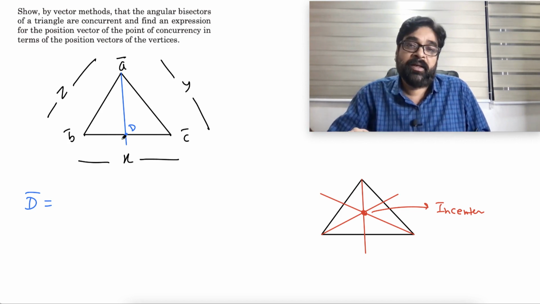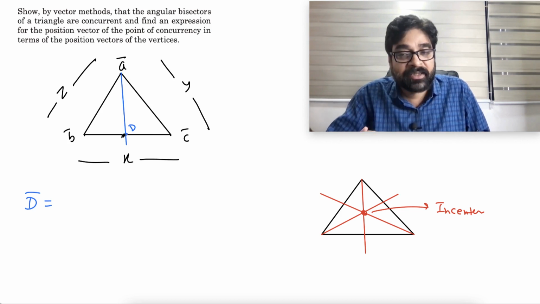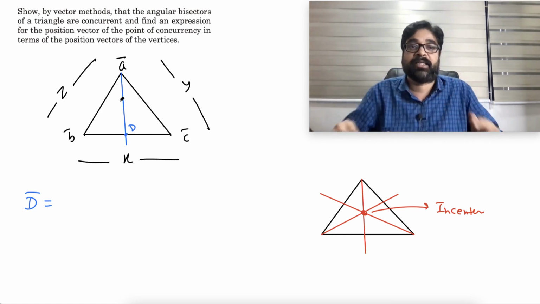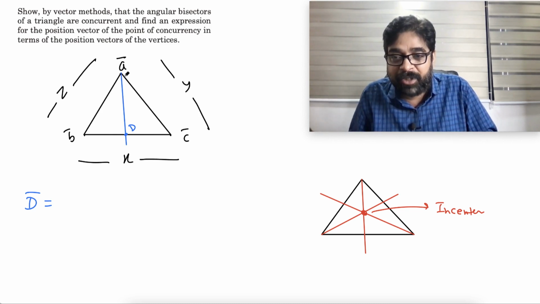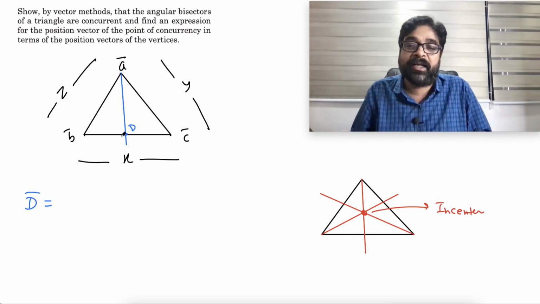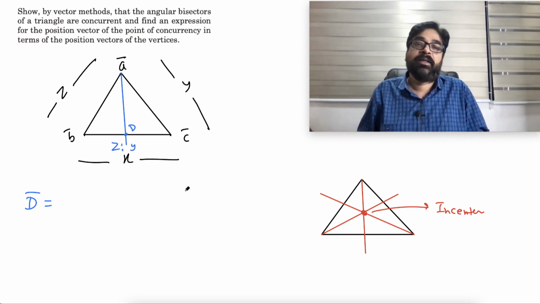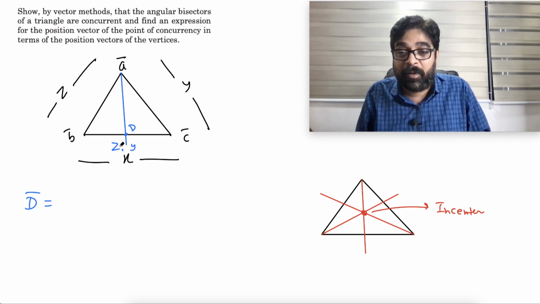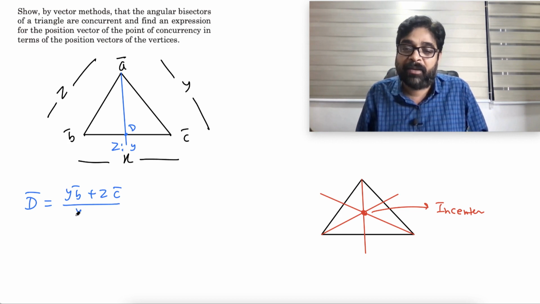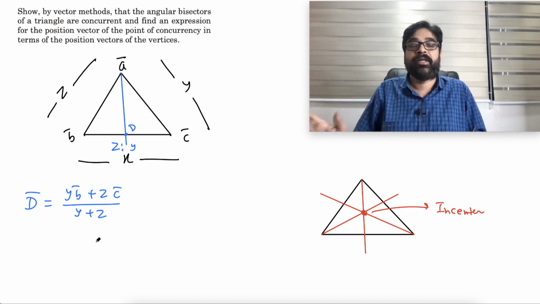Always remember, an angle bisector divides the side where it intersects always in the ratio of the sides whose angle it bisects. This is the angle bisector of these two sides. So this will be divided in the same ratio, meaning this will be Z is to Y. So D coordinate will be what? Z into C, Y into B. So Y into B plus Z into C by Y plus Z. This is your D coordinate.